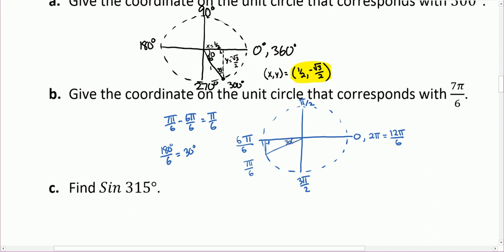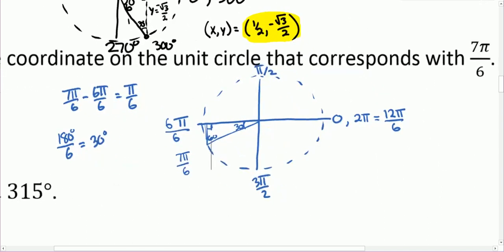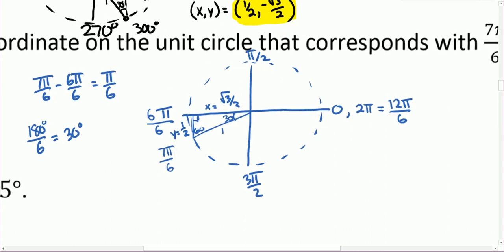So we have a 30, 60, 90 right triangle with a hypotenuse of 1. The x value is opposite 60, which is √3/2. The y value is opposite 30 degrees, which is a length of 1/2. And we want to respect the quadrant we're in, so actually our x value is negative, and so is our y value because we're in quadrant 3. So our coordinate on the unit circle corresponding to 7π/6 is negative √3/2, comma, negative 1/2.